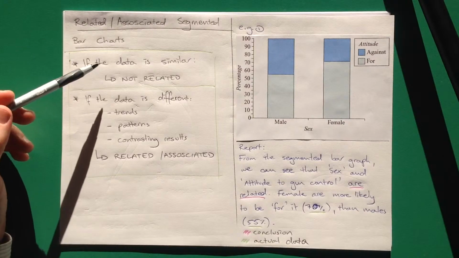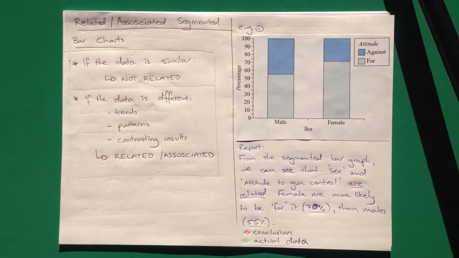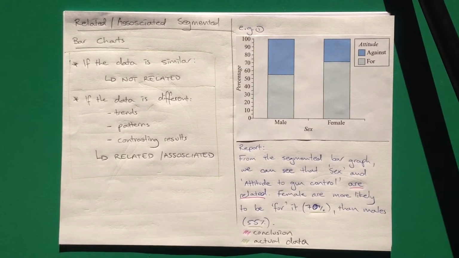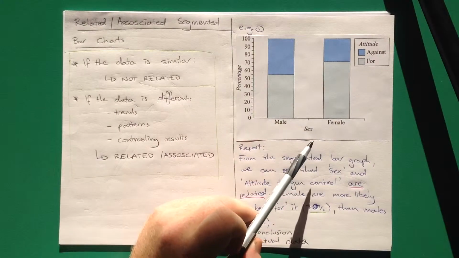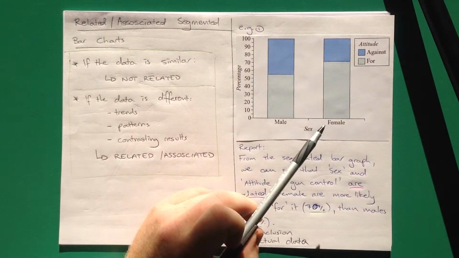So if they're quite similar, so we don't see any sort of pattern forming other than the fact that everything's the same, then they're not related. So nothing's changing because of, say in this instance, the gender's changing. It's not affecting the percentage at all, depending on the gender.